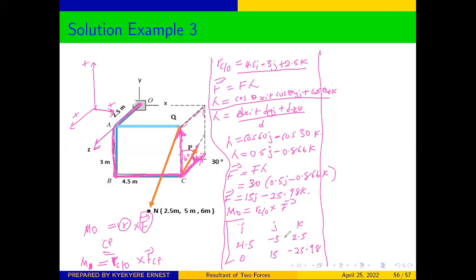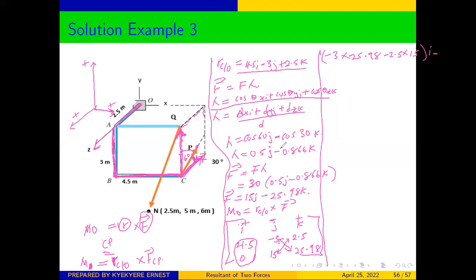But don't forget that we have already stated that when you are determining the determinant, the signs are plus, minus, plus. So if you want to get the I component, you take away all the I components, and then you'll be left with the J and the K, and you find the determinant. So this times this minus this times that. So we are going to get negative 3 times negative 25.98 minus 2.5 times 15 I. This will give us our I component.